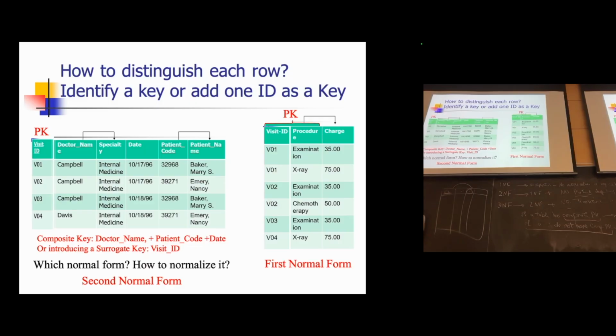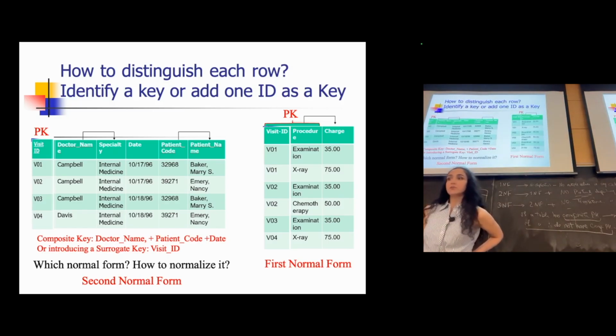Is it in 3NF? The table on the right? No, not 3NF because it's not in 2NF, right? If it's not in 2NF, you don't even bother with 3NF. Now the table on the left. Imagine the primary key is the visit ID, okay? In this table, visit ID is your primary key. So first of all, is this table in first normal form?